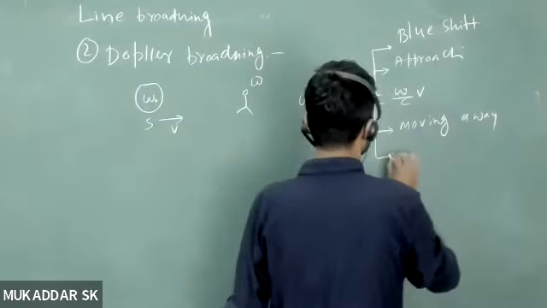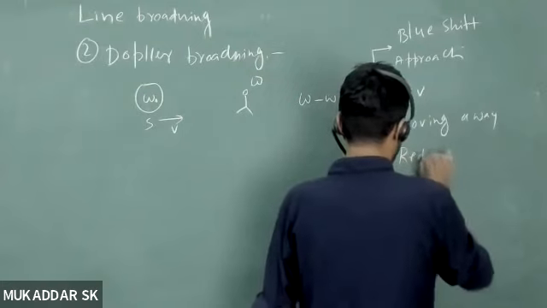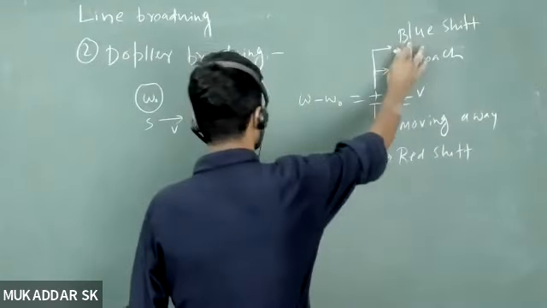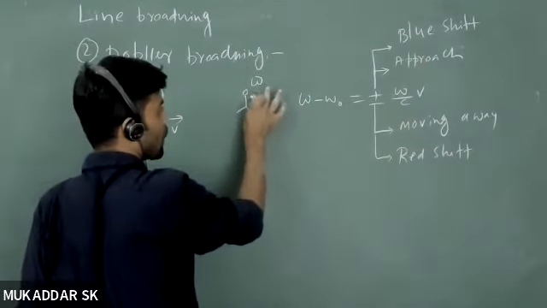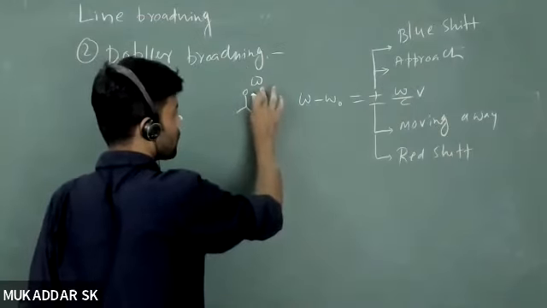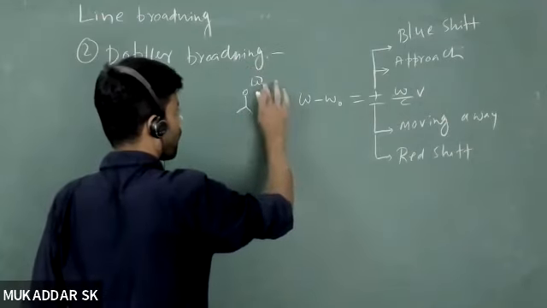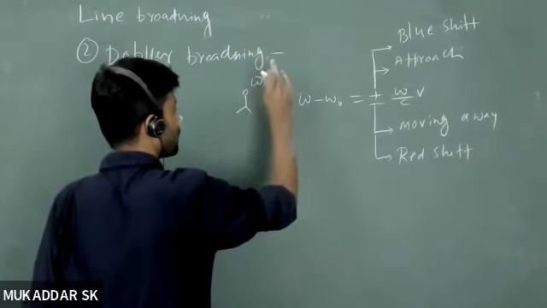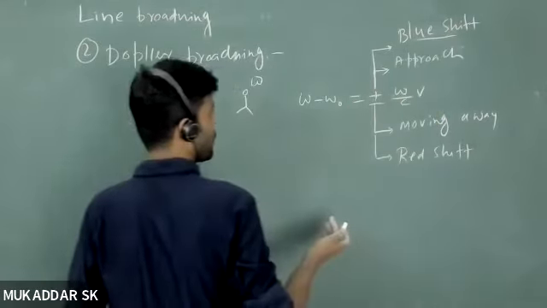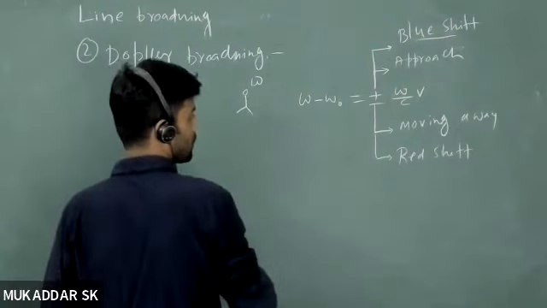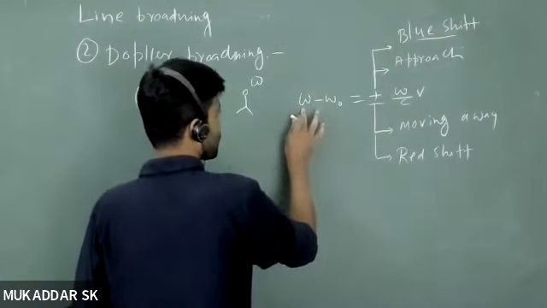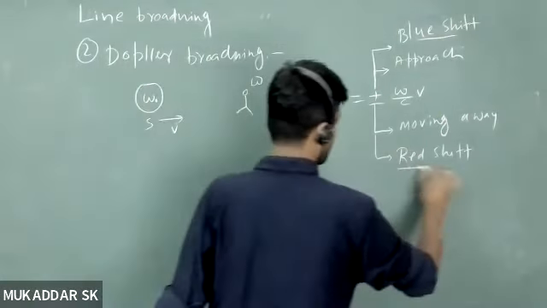And that is known as red shift. Blue shift means there is an increase in frequency, so the observed frequency is high. It means the observed wavelength is low. So that's why it is blue shift, because the wavelength is getting less. But when the source is moving away, the observed frequency will be less and the wavelength will be large, that's why it is known as red shift.